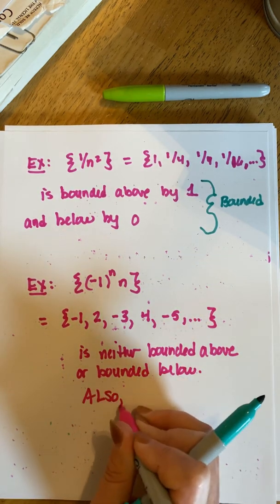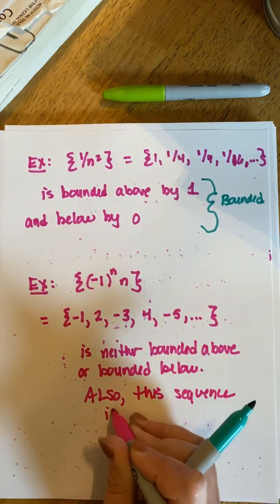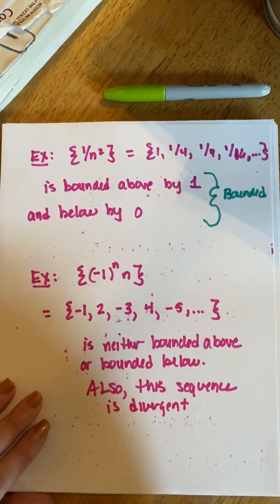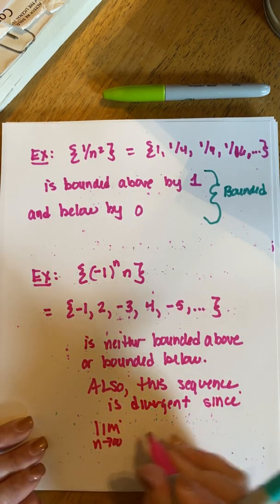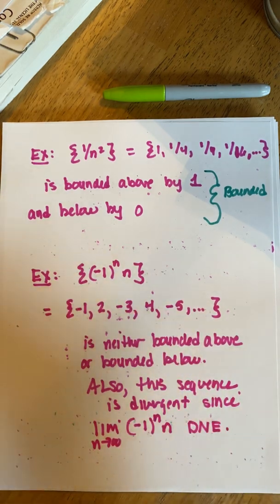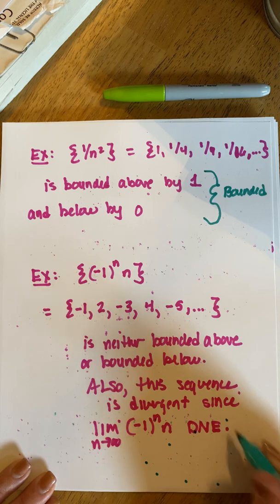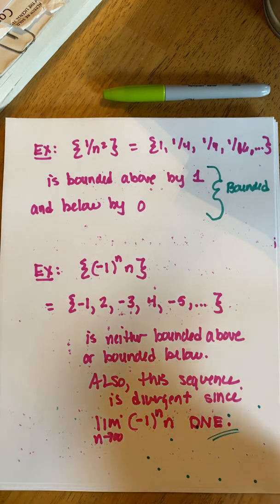Also, this sequence is called divergent, since the limit as n goes to infinity of -1 to the n times n does not exist. Now we can't call this limit infinity or negative infinity because it doesn't go to infinity. Only the even terms go to infinity, the odd terms go to negative infinity, but it bounces back and forth like this forever and grows without bound. It doesn't eventually always shoot up or always shoot down. So this is a case where we would say the limit does not exist.